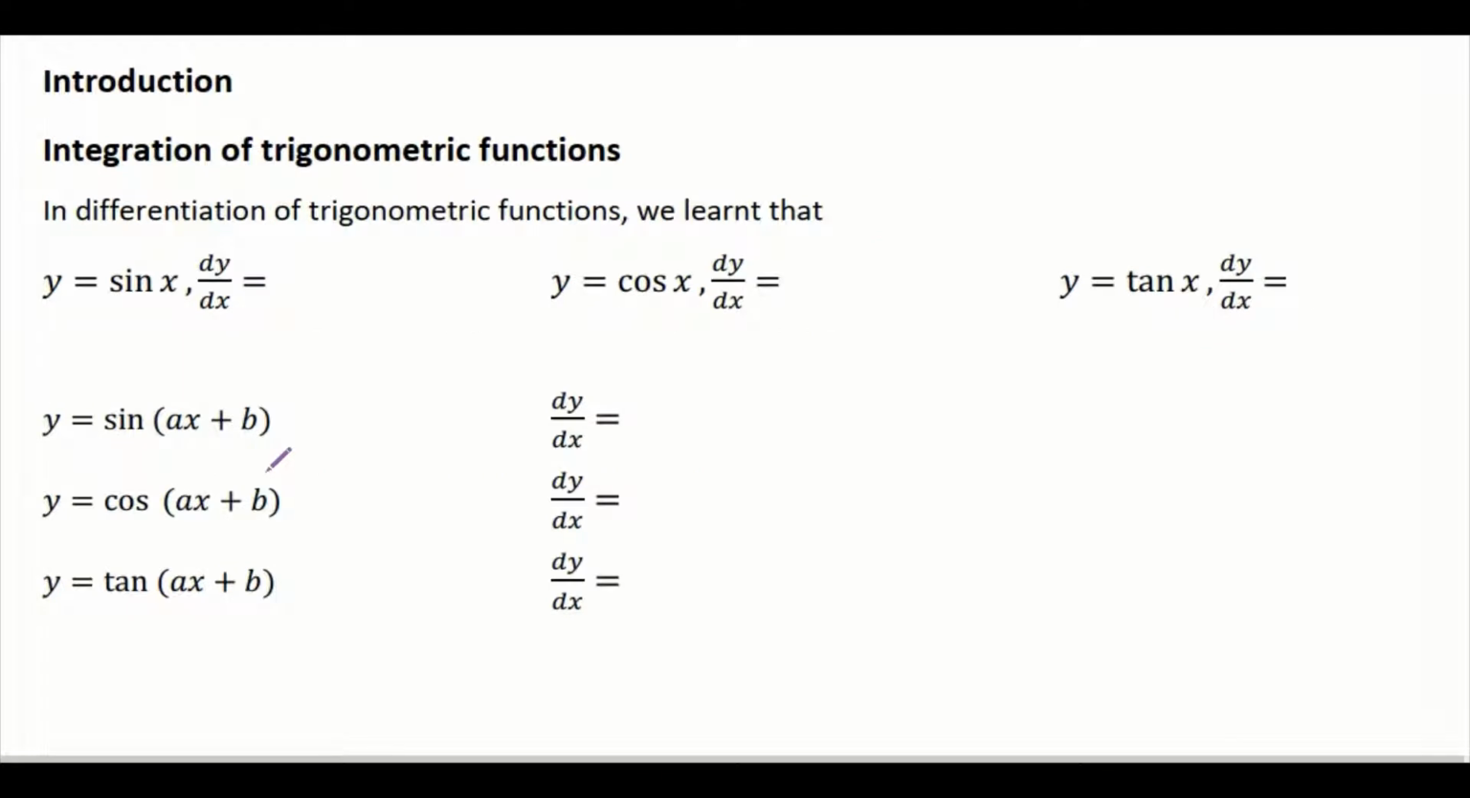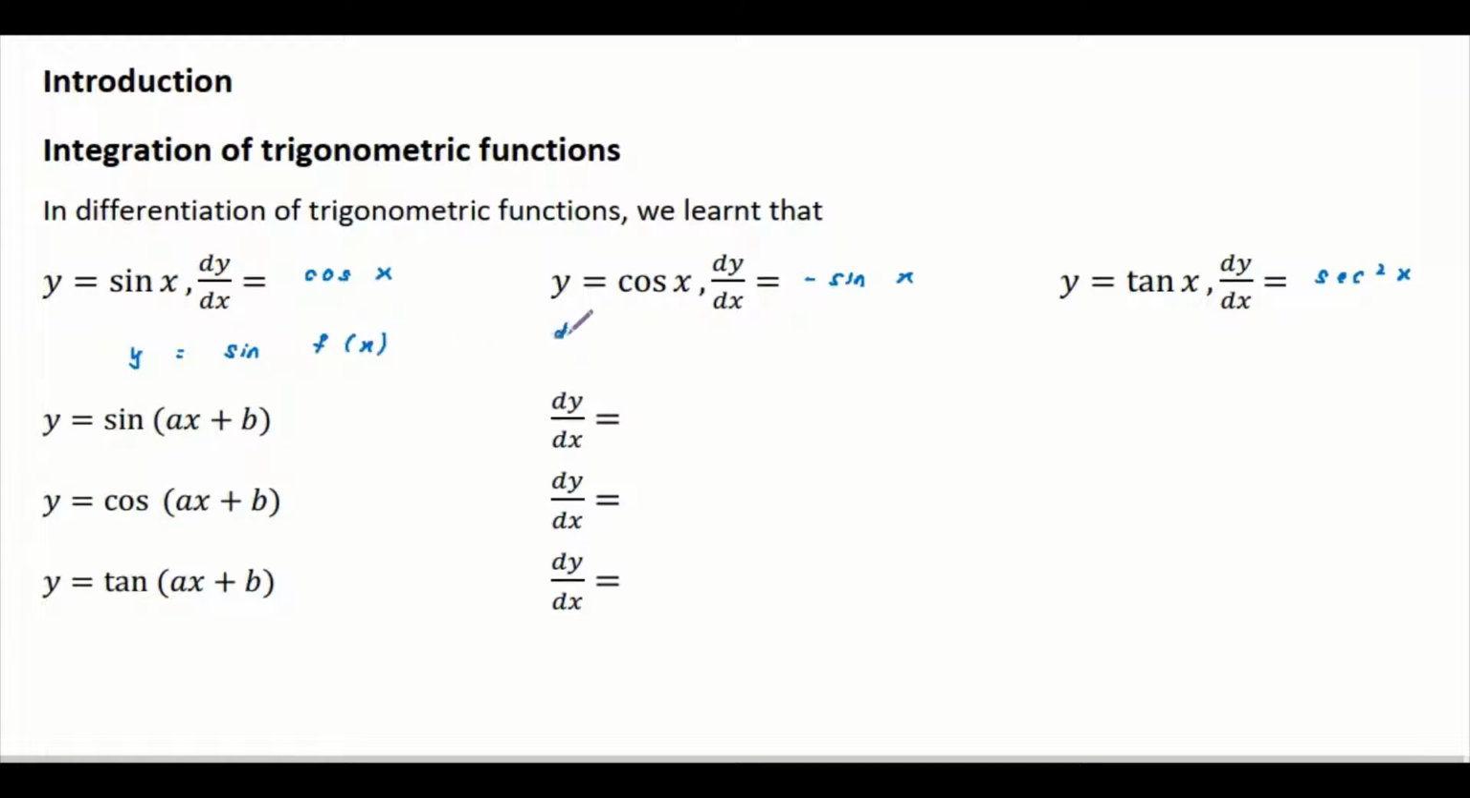As an introduction, we'll do a quick revision of what we have learned previously in the chapter of differentiation. If we have a function y equals sine x, when we differentiate, we get cos x. If you have cos x, when you differentiate, you get negative sine x. For tangent x, it is secant square x.